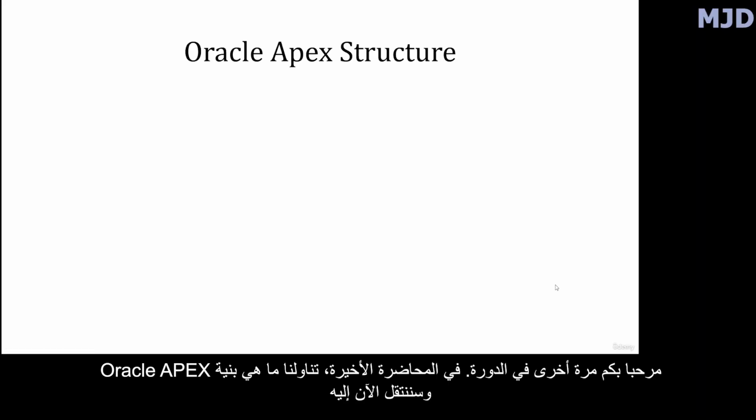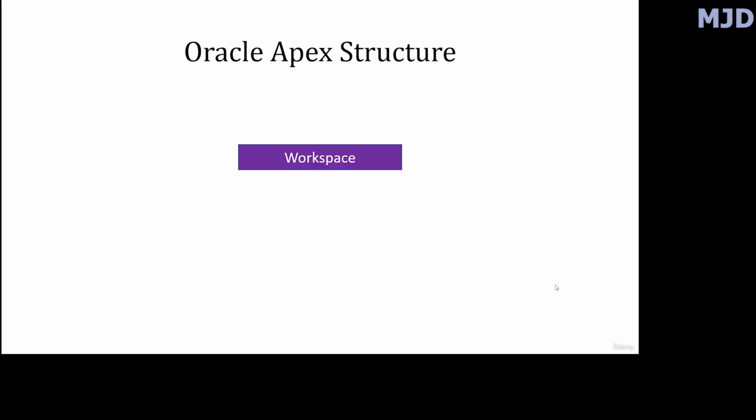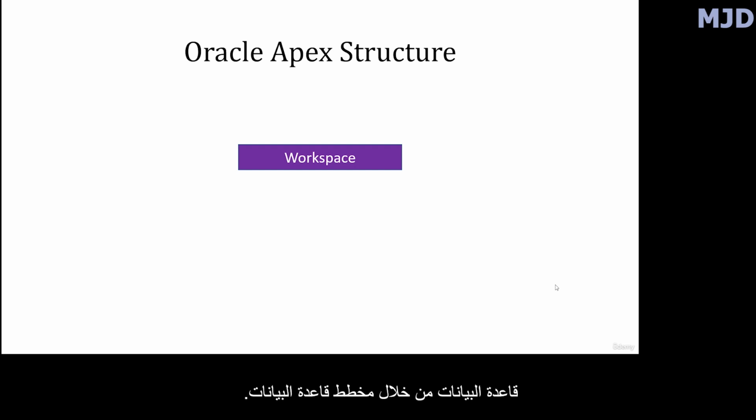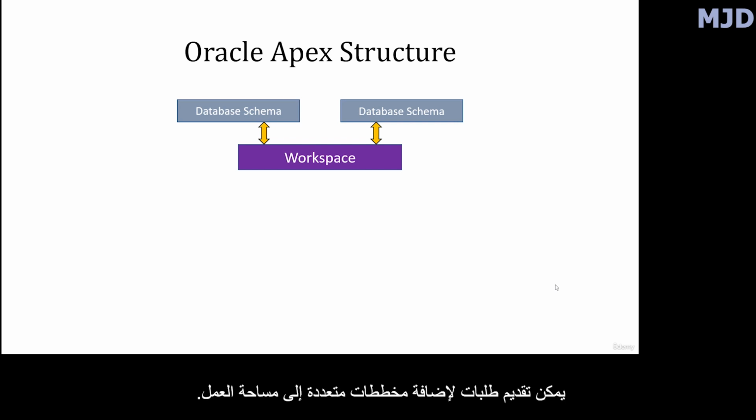In the last lecture we covered what Oracle Apex architecture is, and now we'll jump onto the structure of Oracle Apex. Oracle Apex consists of a work area called a workspace, and when a user creates a workspace, he or she becomes the administrator. That administrator maps the database through a database schema. By default, when you create a workspace, one database schema is matched, and later on the administrator can make requests and add multiple schemas to the workspace.